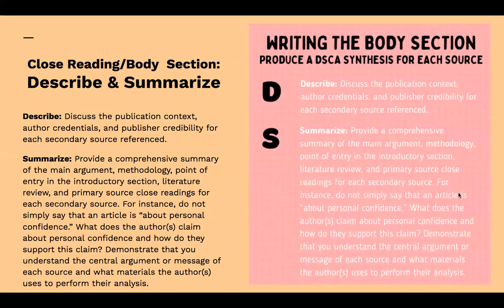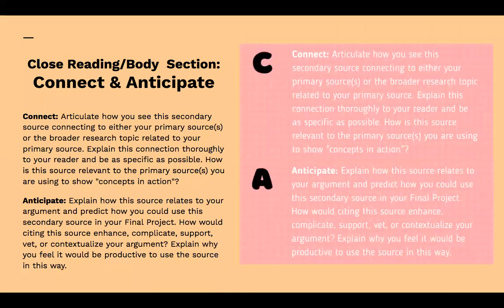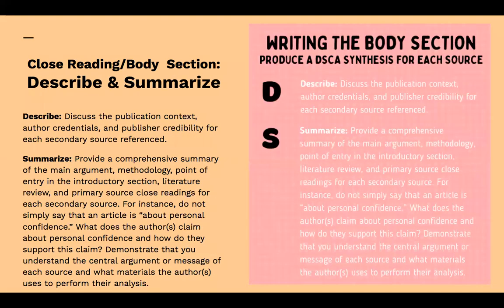Now, the body section of your literature review is going to be where you follow the DISCA method. And you'll need to produce a DISCA synthesis for each secondary source that you reference. And so DISCA can really be broken down into describe, summarize, connect, and anticipate. And so this is going to mean that for each part or each paragraph that you produce related to a secondary source, you should have clearly identified and responded to the DISCA elements related to this source.